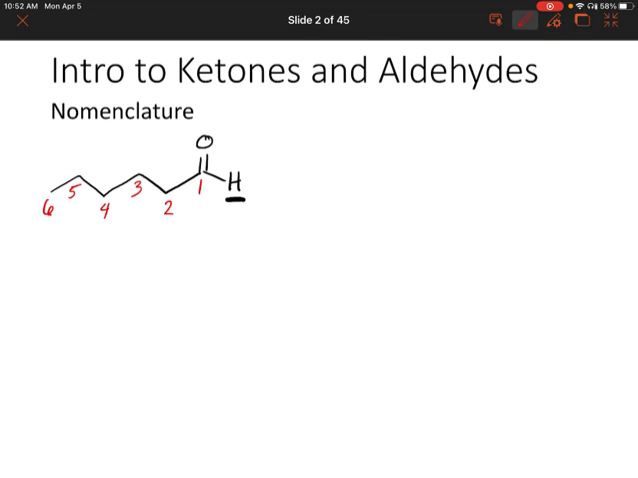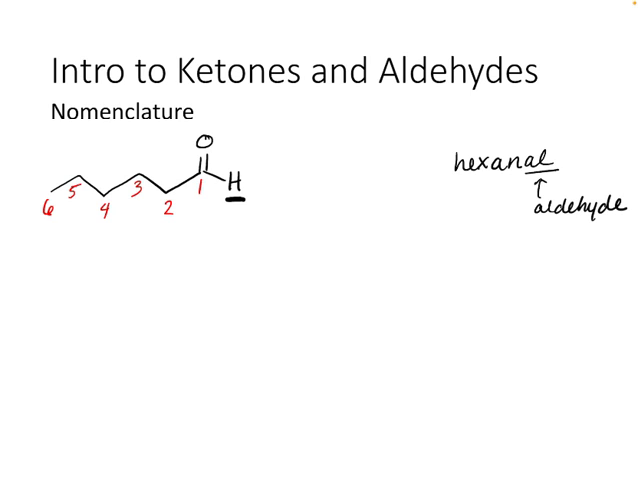All right, so we've got 6 carbons in our longest chain, so that is hexane, but we're actually going to drop that E and replace it with Al for aldehyde. So this would be hexanal. Now notice I didn't put a number in front of hexanal because it's understood that the aldehyde is at position 1. Let's look at a slightly more complex example. What if we have multiple substituents on our chain in addition to that aldehyde?